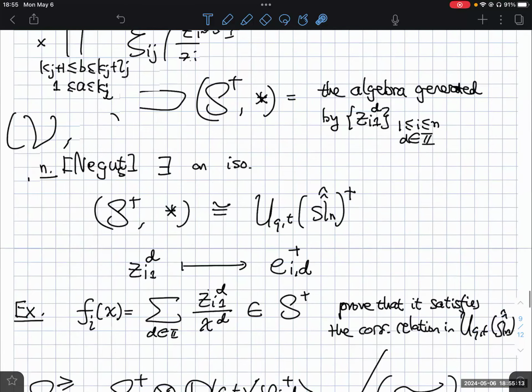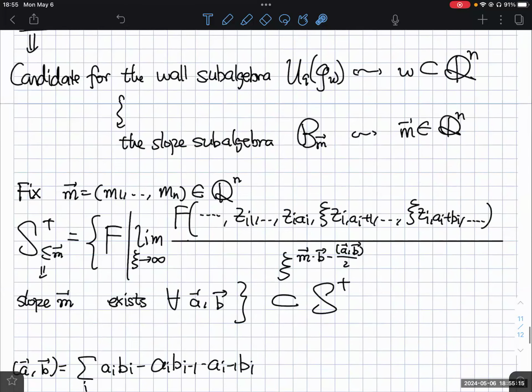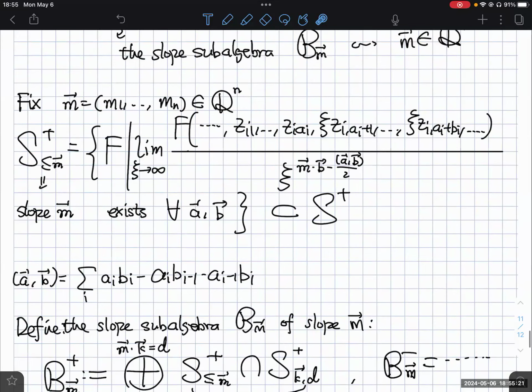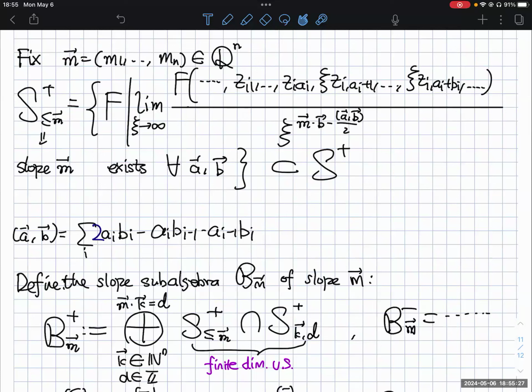And maybe a second thing is for the slope subalgebra. This inner product of a and b should be 2. Because this kind of product is like the inner product of two vectors with the insertion of the Cartan matrix. So if you take some other types of quiver, the Cartan matrix is different. So this definition would be different.